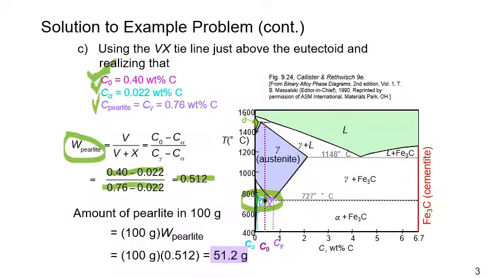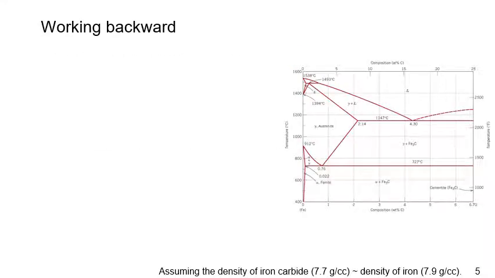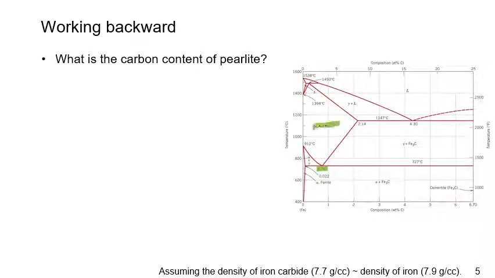So suppose you don't know the carbon content of the steel, but you have the microstructure and you see that it looks equilibrium and it's about 40% perlite. Can you figure out the carbon content of the steel? Well, yes, we can. We just rework the equation using our knowledge of the carbon content of the perlite, the carbon content of the ferrite in equilibrium, and we can work our way back to figure out the carbon content of the steel. So starting off with the carbon content of the perlite, we know that the perlite transforms from austenite at the eutectoid, so the perlite is 0.76% carbon.